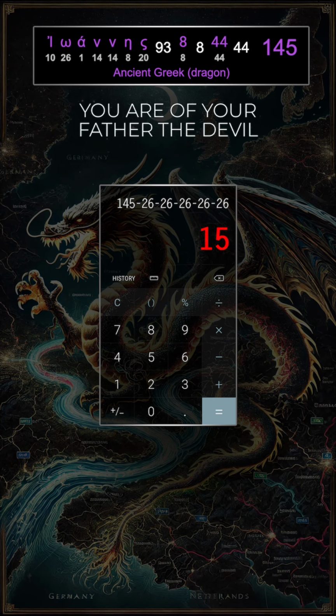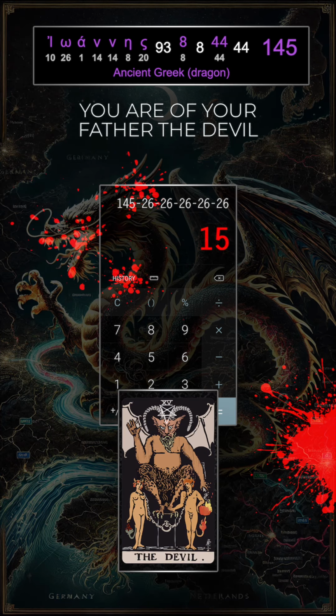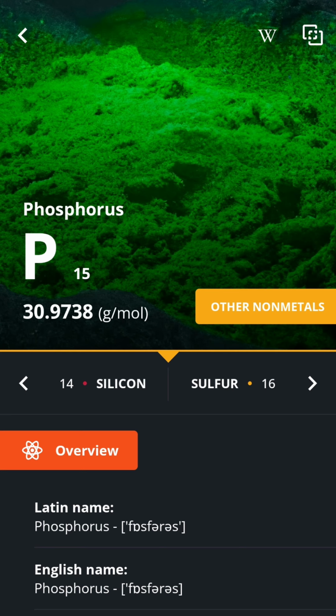How big of a clue is this? What's the 15th card in the tarot, folks? The devil. The devil, the damn devil, the boogeyman. Absolutely mind-blowing. The devil, right? And of course, this is phosphorus. If I go to the periodic table again, phosphorus.